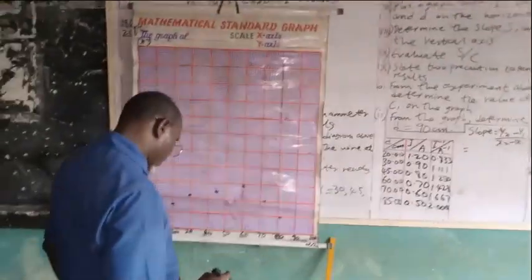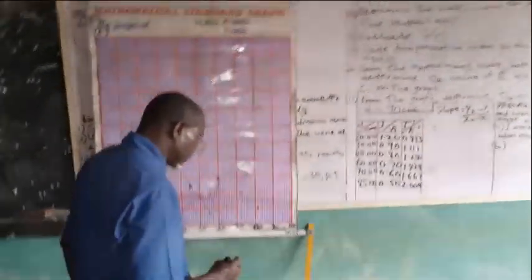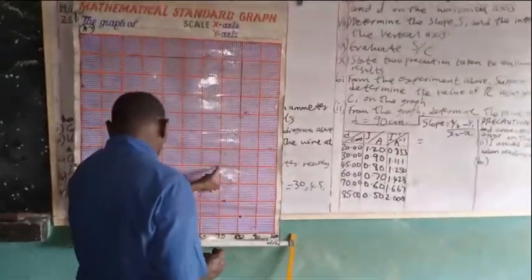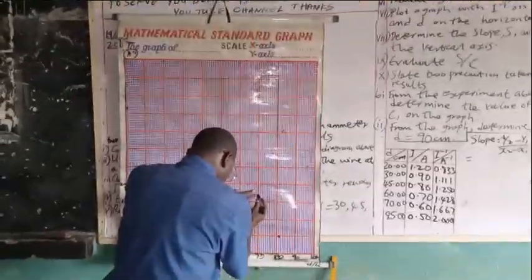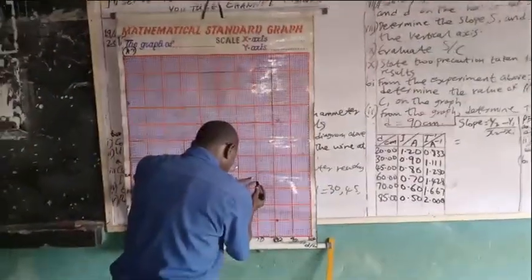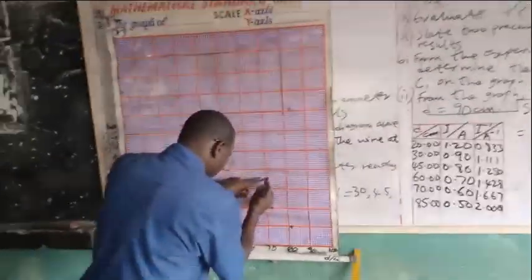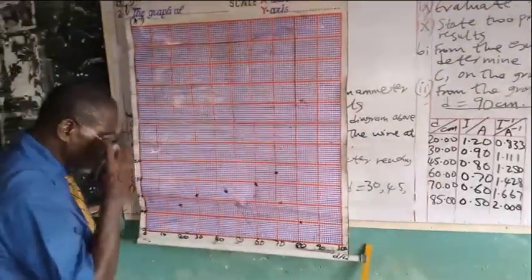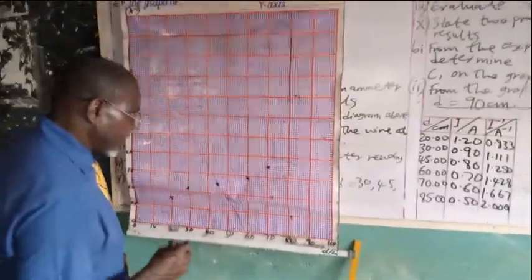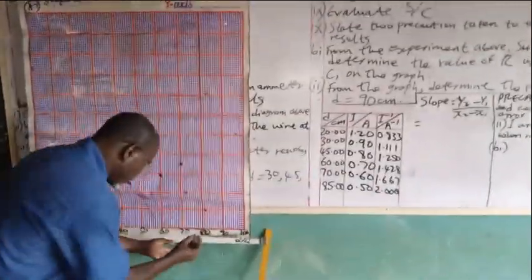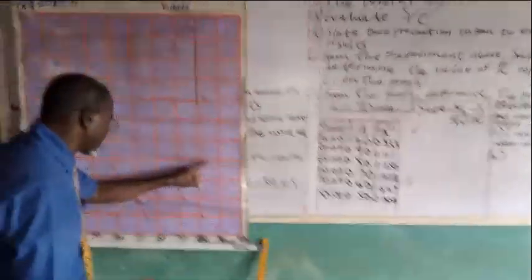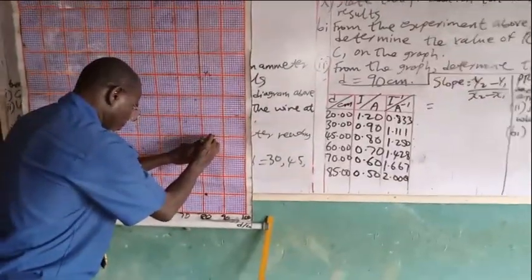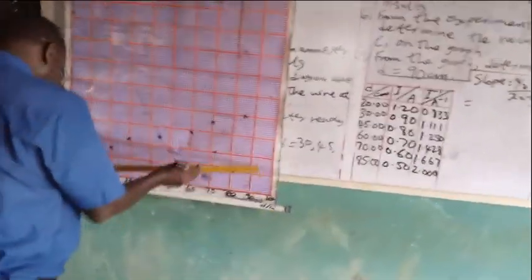When D is equal to 70, I inverse is equal to 1.67. 1.67 to be somewhere here. When D is equal to 85, I inverse is equal to 2. Now join them together.